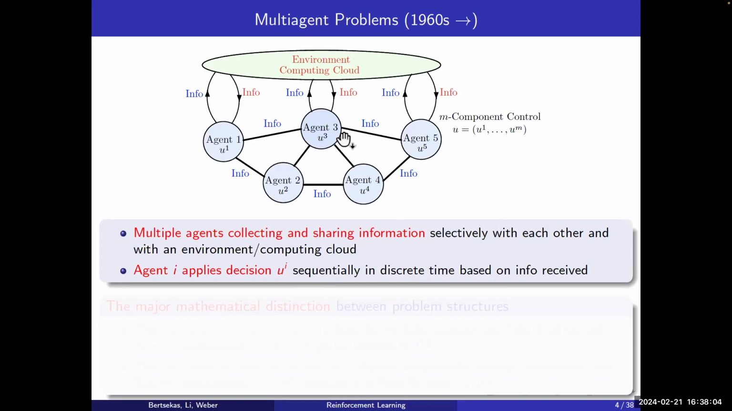If we look at this picture, there is an environment or computing cloud, and some agents have access to this computing cloud and can also download information from the cloud, whereas others do not and can only share information between each other. They may selectively share only a subset of the information that is available to a particular agent. What is important is that the overall situation is impacted by the collection of controls of all agents present in this environment.